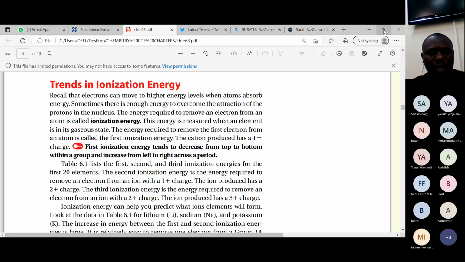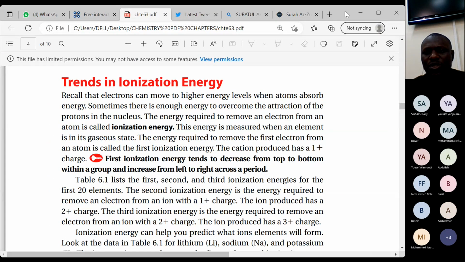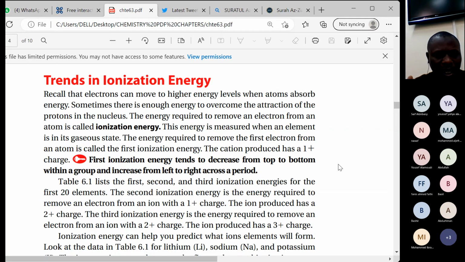When an electron is being removed from an atom, energy is required. Why? Energy is required because the electron is firmly attracted by the proton. The positive proton attracts the electron, the outermost electron. So to remove an electron from the outermost energy level of an atom, you require energy.